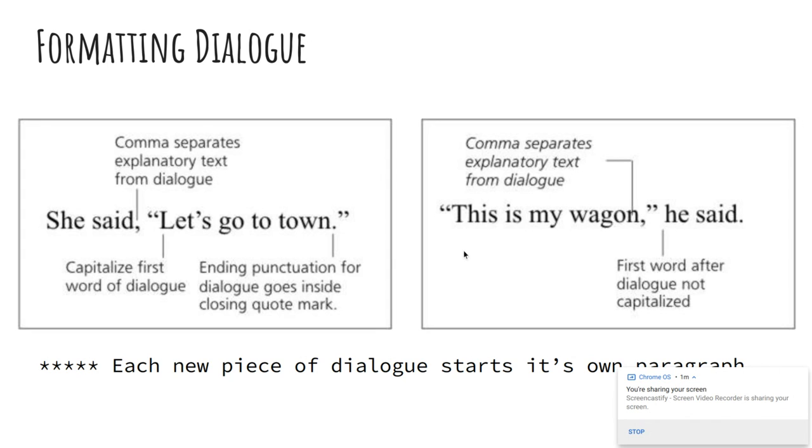Another way to format dialogue is to start with what the character is saying. Here we start with the open quotation. Here's what the character says. "This is my wagon." I'm not going to put a period or an exclamation point here. I'm going to put a comma. I have my quotation here. Then he said, period. All right. So my first word here is not capitalized, but if the first word is somebody's name, that of course would be capitalized. Each new piece of dialogue should start its own paragraph. So I should never see dialogue inside of a paragraph. It's kind of like its own individual sentence.